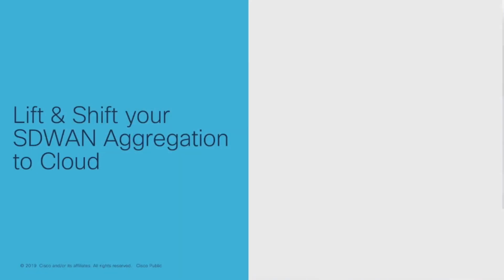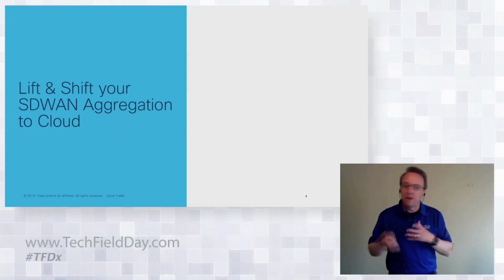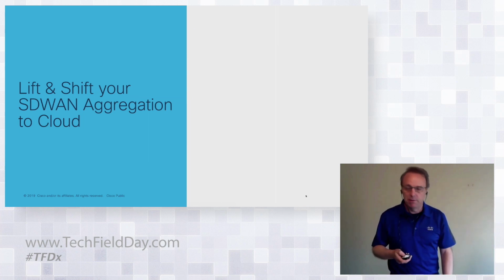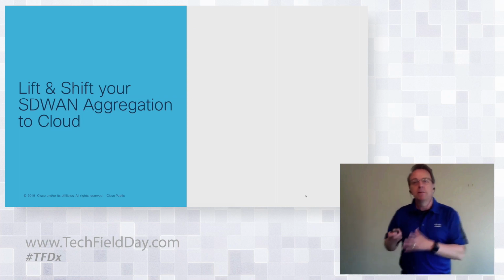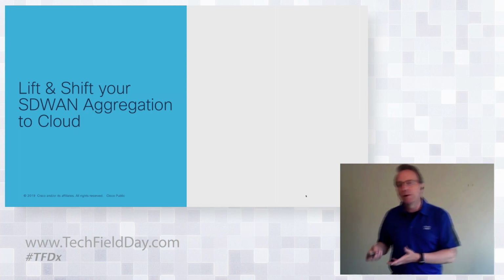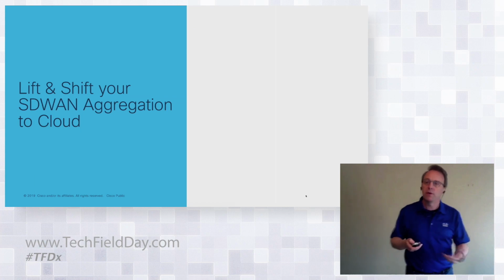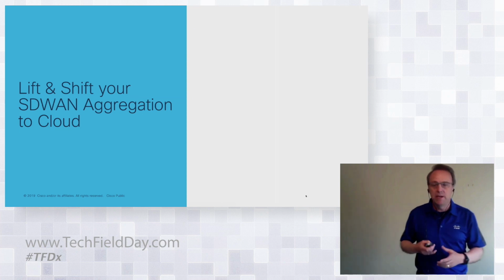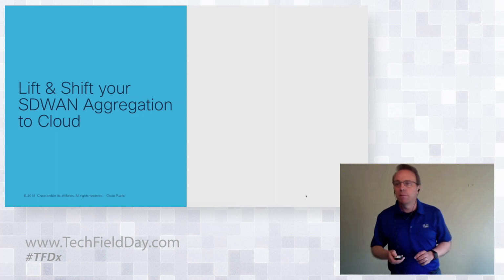So let's talk now about the idea of being able to cloudify your WAN aggregation, lifting and shifting your SD-WAN aggregation itself to the cloud. So we talked about the cloud edge, being able to terminate SD-WAN directly in the cloud edge, but we know that the middle mile is becoming increasingly important in networking today. Colo networking, all of the SaaS providers, all of the IaaS providers are providing edges in the colos, and this middle mile networking becomes very important.